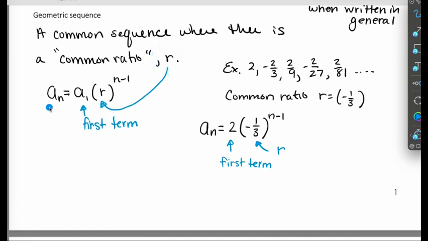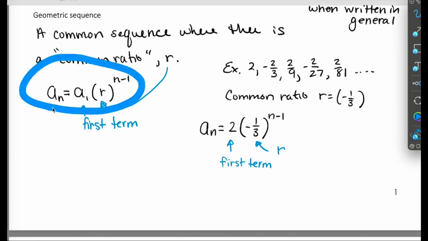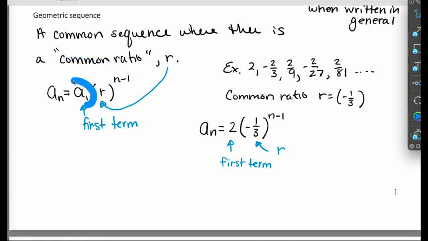And so our nth term, or our general formula for a geometric sequence, looks like this. This is my first term. I put that here in front. And then my common ratio goes in parentheses, and I raise that to the power of n minus 1.